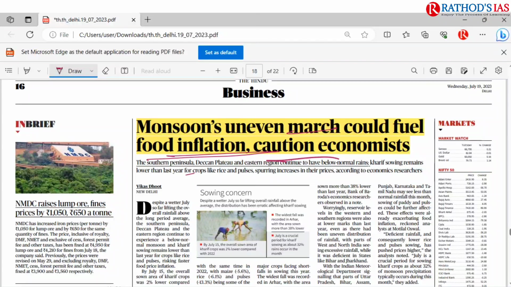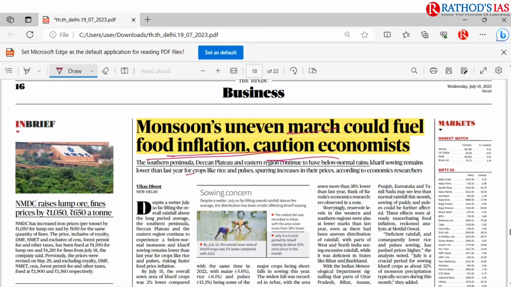And in the business page you can see this article, that is monsoon's uneven march could fuel food inflation and caution economists. So now what happened is this monsoon has not been even. In the southern part we got a few rainfalls, and later on we can see heavy rainfalls in the northern part of our country. So there is uneven distribution of rainfall. Because of this, that might be one reason for increasing food inflation. So this is the thing which was mainly said.